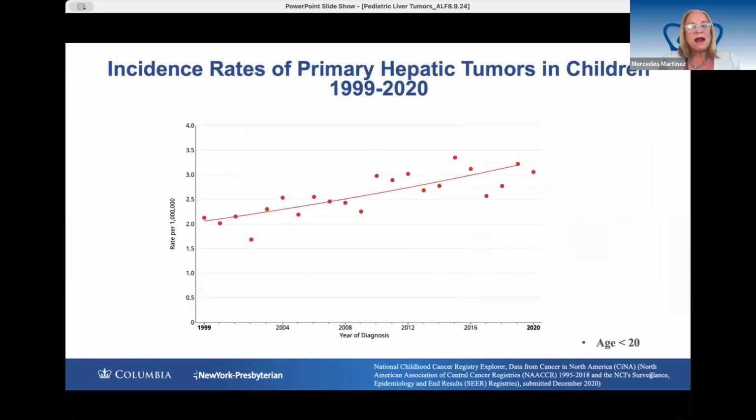Then, are pediatric tumors frequent in children? The reality is no. They are rare, but we have seen an increased tendency of this tumor in the last 30 years. The most recent incidence is 3.2 tumors per 1 million patients, and this is in patients less than 20 years of age.